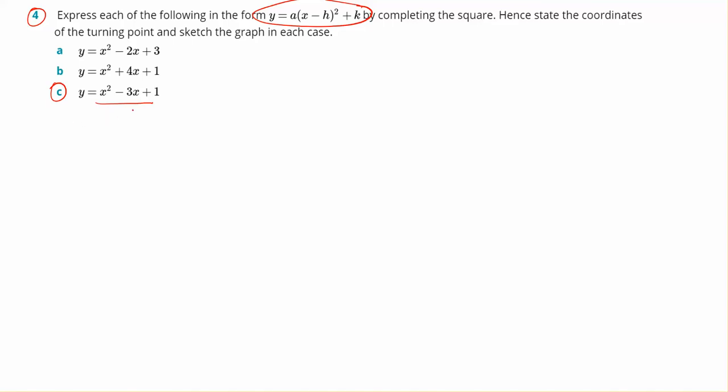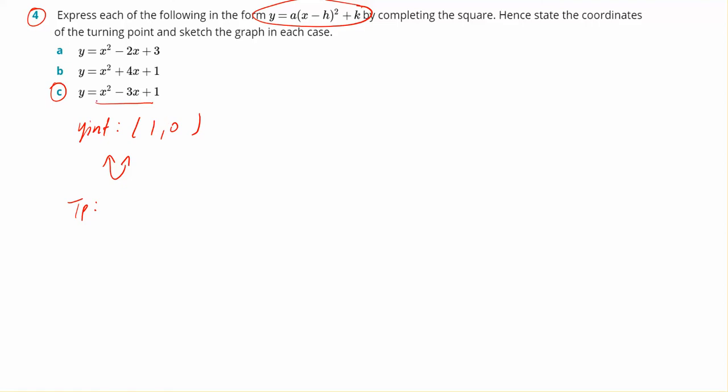So the first thing you can see, this is in polynomial form, so I know the y-intercept is going to be given by (0, 1). I also know that the shape is going to be a smiley face. Okay. Now, I want to find the TP. I need to get this into TP form.